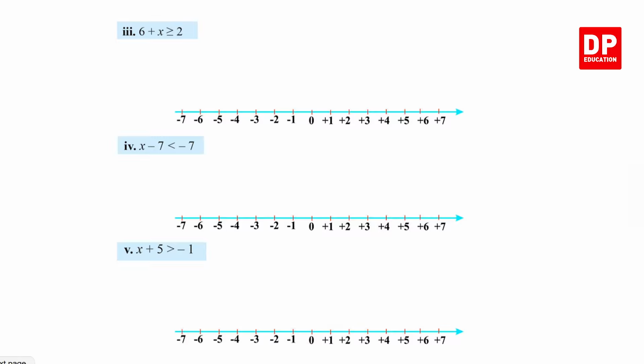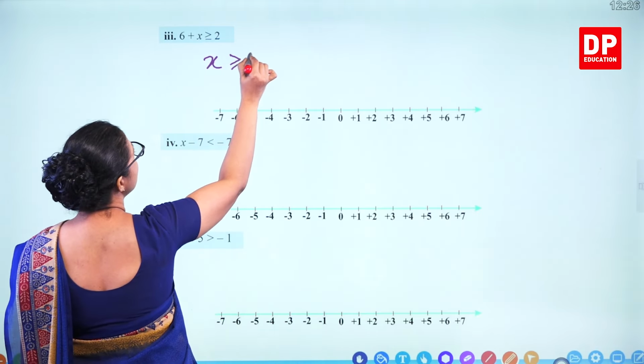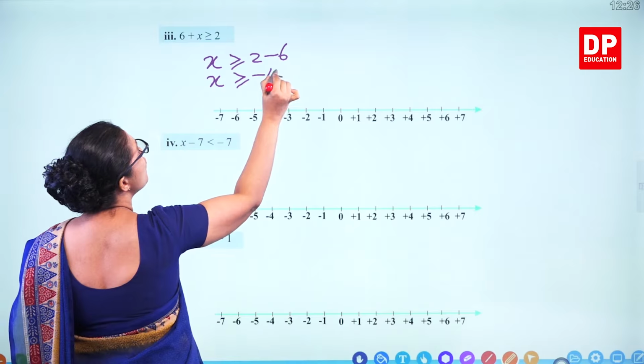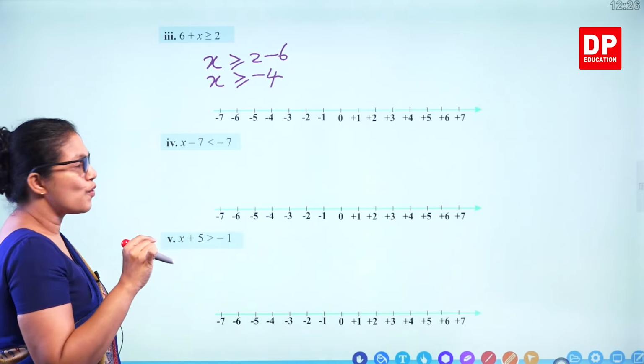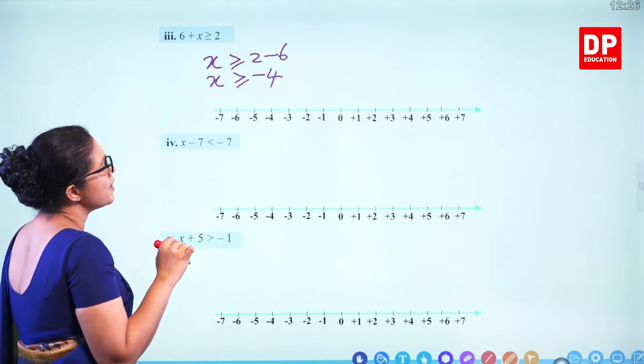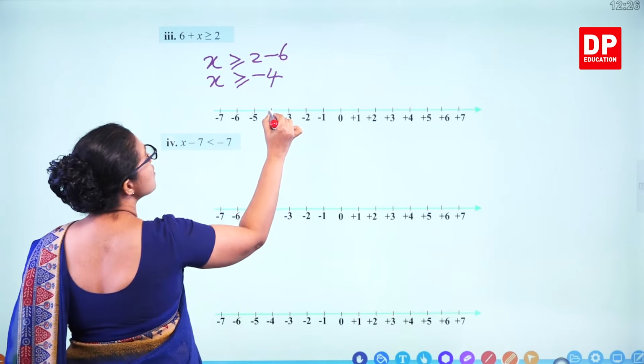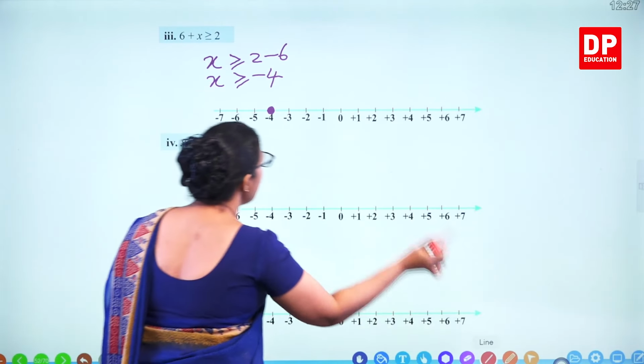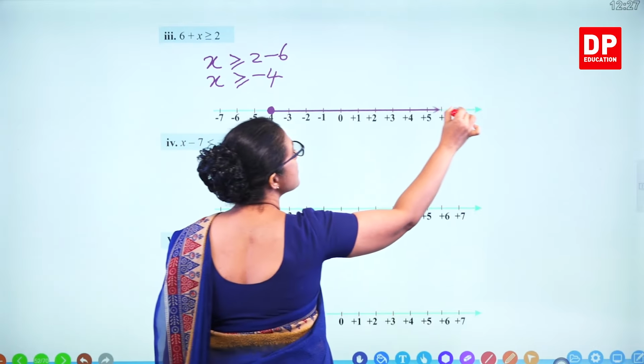6 plus x greater than or equal to 2. Subtract 6 from both sides. 2 minus 6, so you get minus 4. 2 minus 6 is minus 4. X is greater than or equal to minus 4. Draw a solid circle for minus 4 and this is greater. Greater means towards the right hand side.